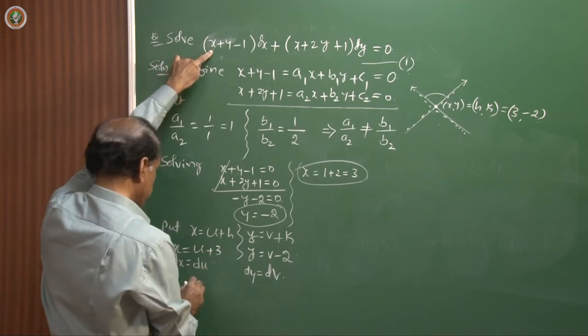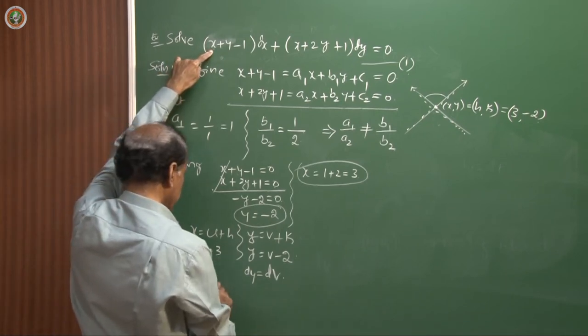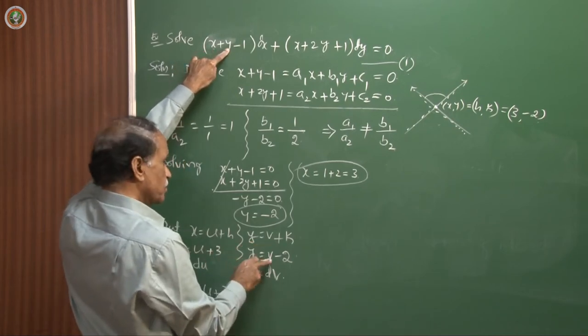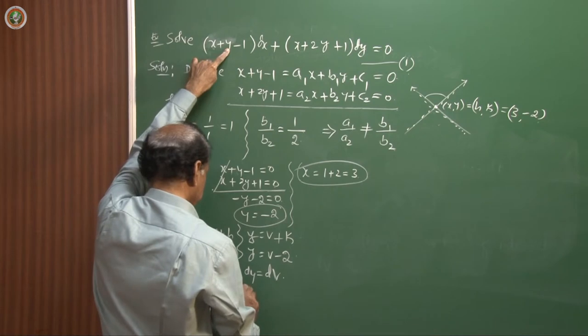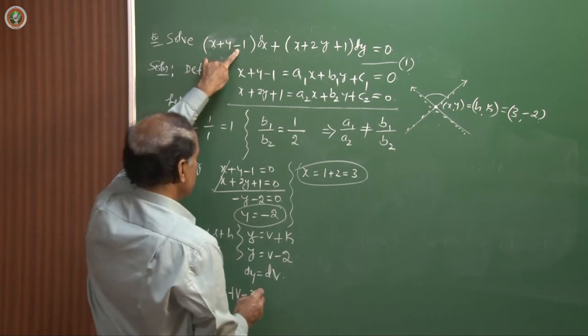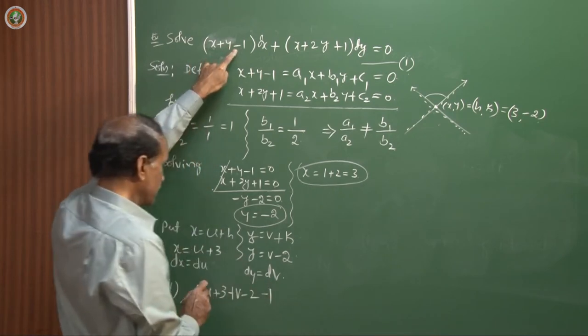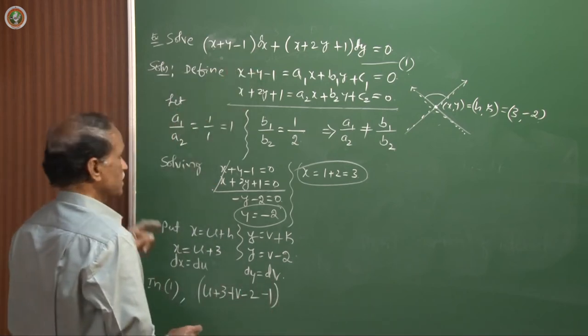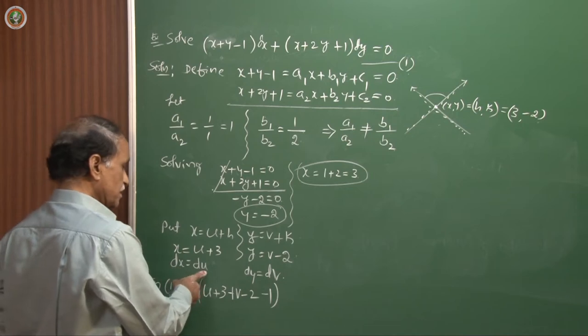In place of x you substitute u plus 3. In place of y you substitute v minus 2, and minus 1, correct? This is multiplied by, in place of dx, you have to write du.